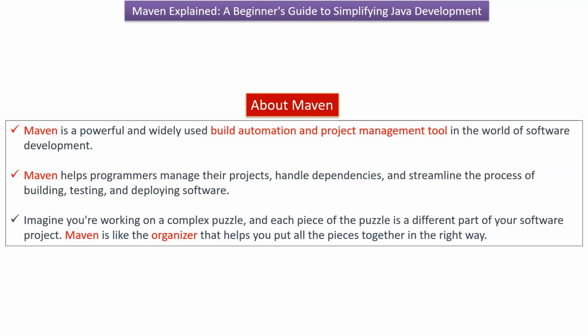In this video tutorial, I will explain what is Maven. Maven is a powerful and widely used build automation and project management tool in the world of software development. Maven helps programmers to manage their projects, handle dependencies, and streamline the process of building, testing, and deploying the software.